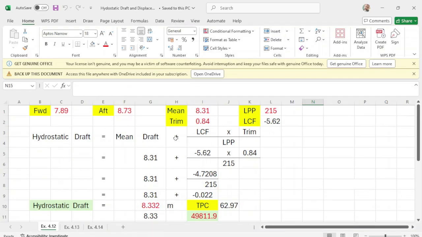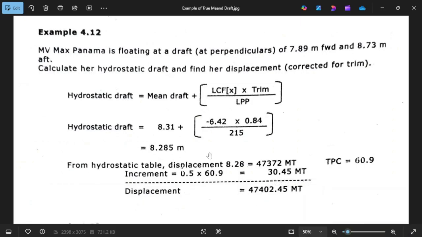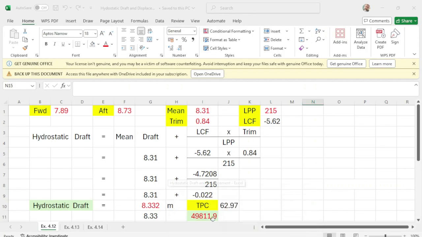Now take note of the formula. Hydrostatic drop equals your mean drop plus LCF times trim over LPP, which is this one. So the hydrostatic drop is your mean drop plus LCF times trim over LPP. Okay, mean drop plus LCF times trim over LPP.